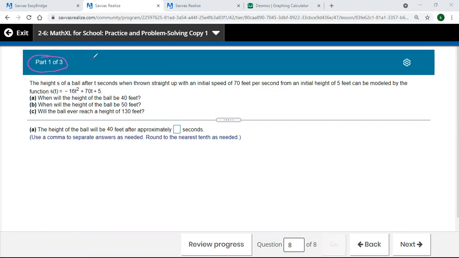We're working in Algebra 2, Lesson 2.6, and we're on the last question. I always say that's the one I was looking for, once I get it done, anyway.